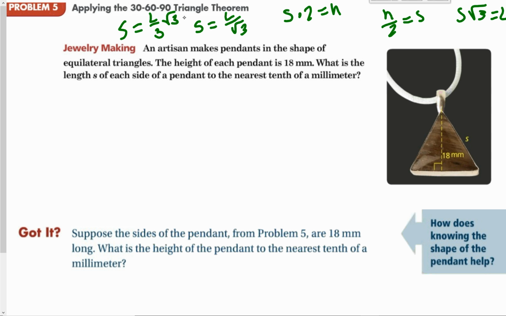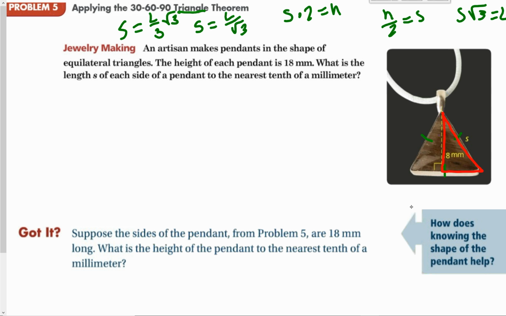So we're looking at this artisan who makes a pendant, and that pendant is the shape of an equilateral triangle. So that means all 3 of these sides would be the same, right? And then we have a height going in here that is 18 millimeters. So this is a triangle theorem, right? So where's the triangle at? Do you see the triangle? All right, the triangle is right here. Okay, so we have a triangle.